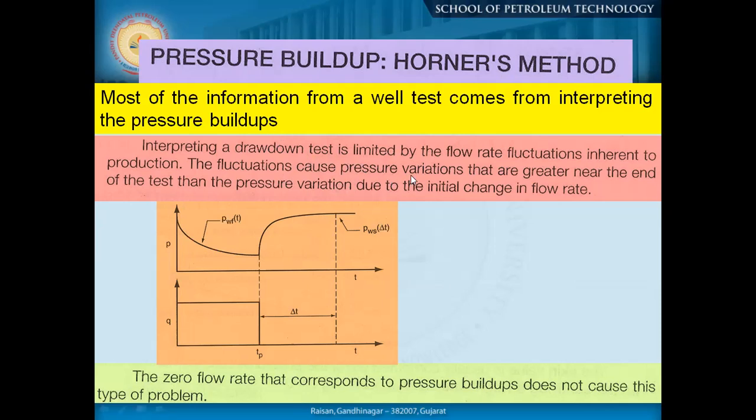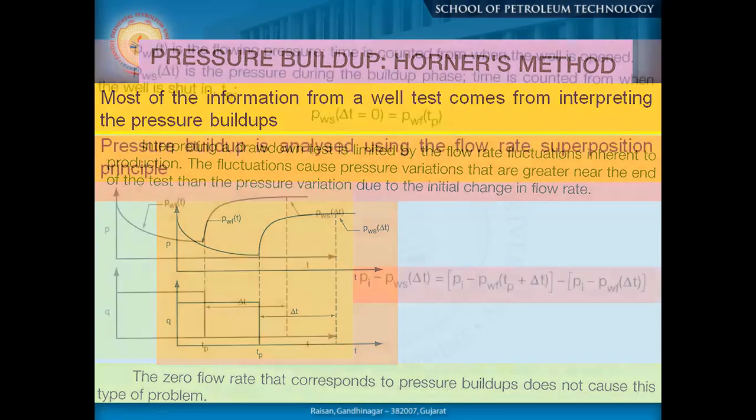The fluctuation causes pressure variation that is greater near the end of the test than the pressure variation due to the initial change in the flow rate. But in the build-up case, it is very much possible. So if you see, these are the formulations in the build-up test.